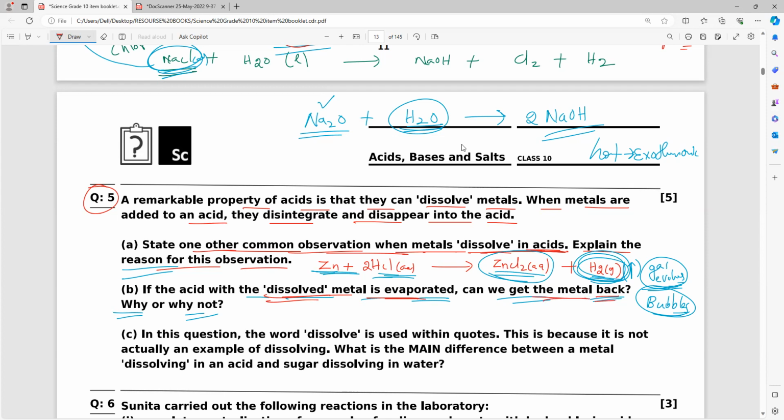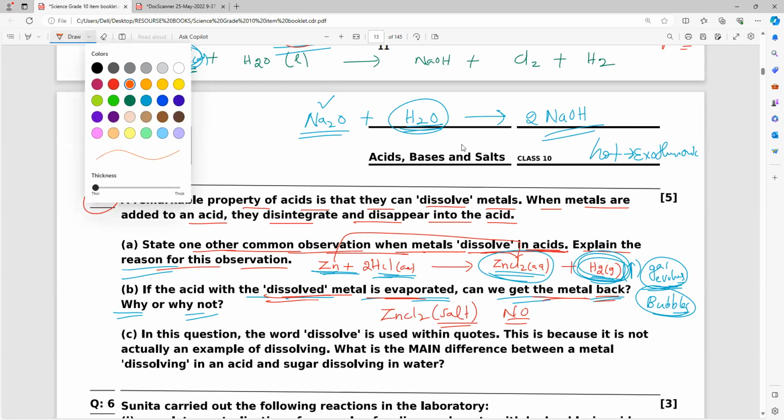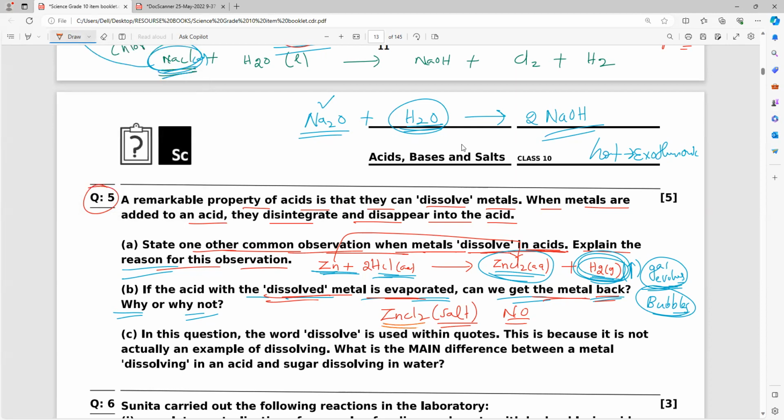They are asking, where is the metal? Metal is already converted into what? Salt. So it is not coming back. It will not be back. Please remember that. So what is the answer? The metal is actually present in the form of salt. So it is not possible to bring it back. That is what you have to remember. Okay, everybody?